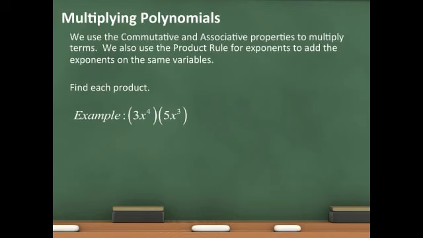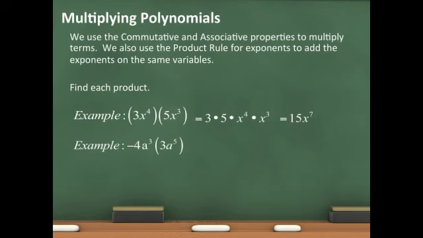By using the commutative and associative properties, we can rearrange the numbers and letters in order to simplify. We now have 3 times 5 times x to the fourth power times x to the third power. We can now multiply and use the product rule on the exponents. This will give you 15x to the seventh power.